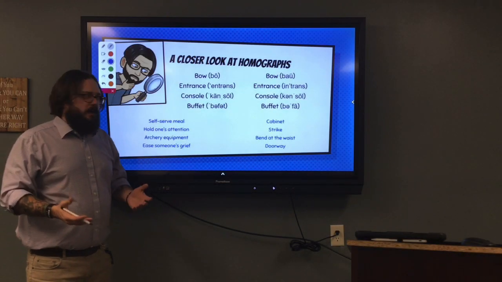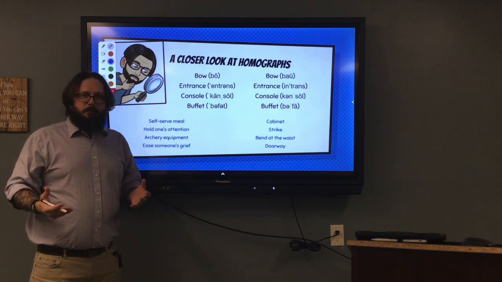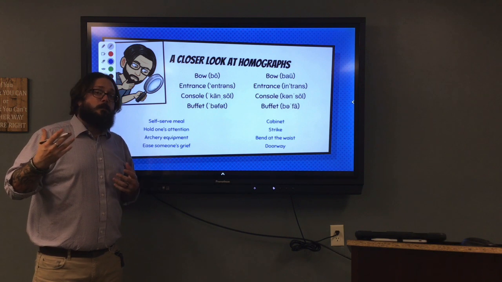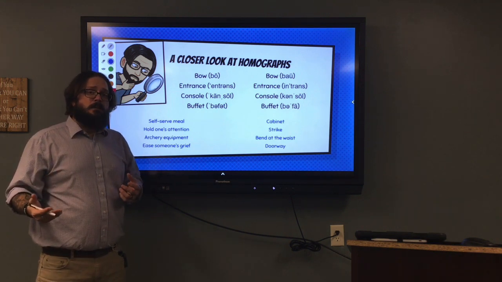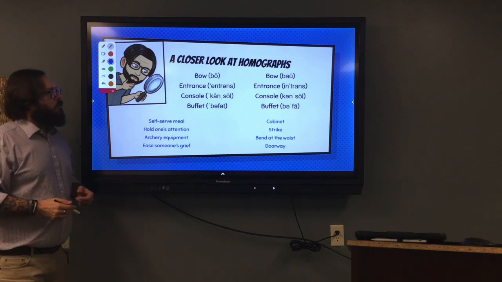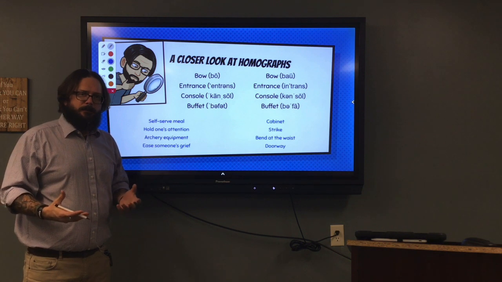Now, homographs are words that are spelled the same. They look the same, but depending on how they are pronounced and how they are used, could have different meanings. So with homographs, pronunciation is important.